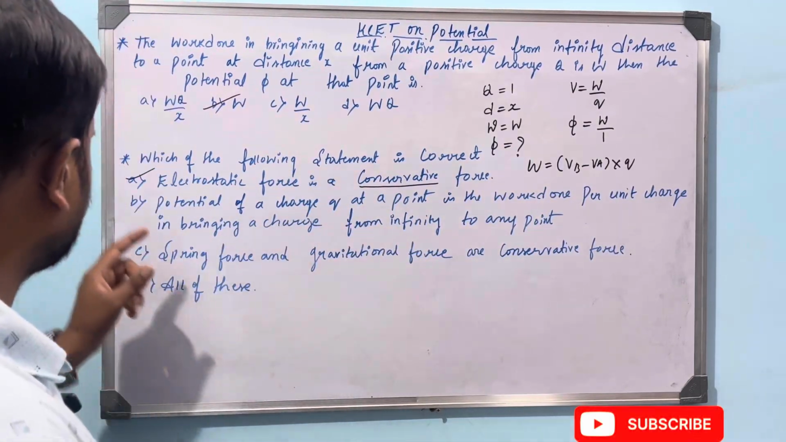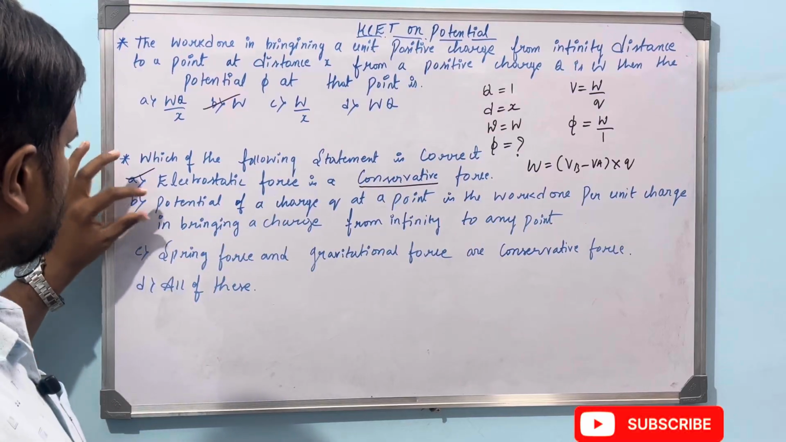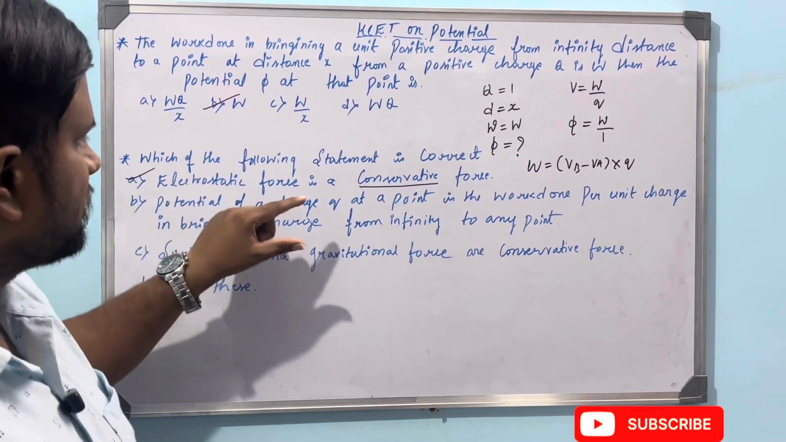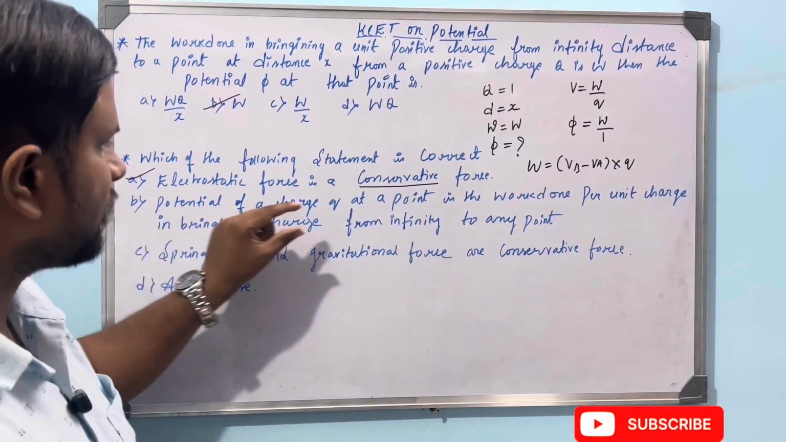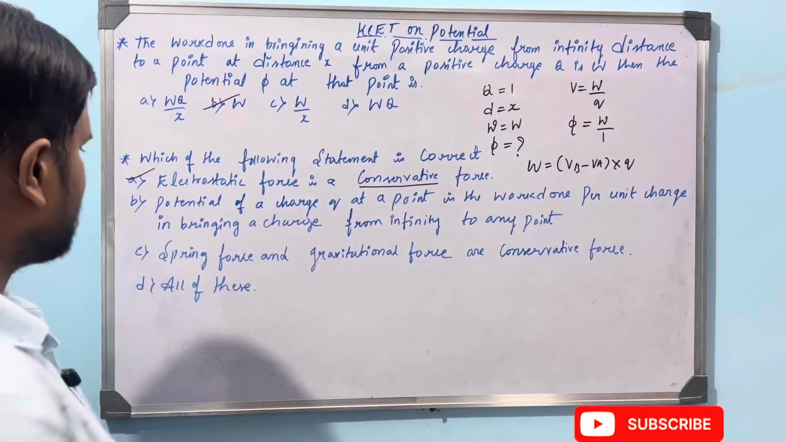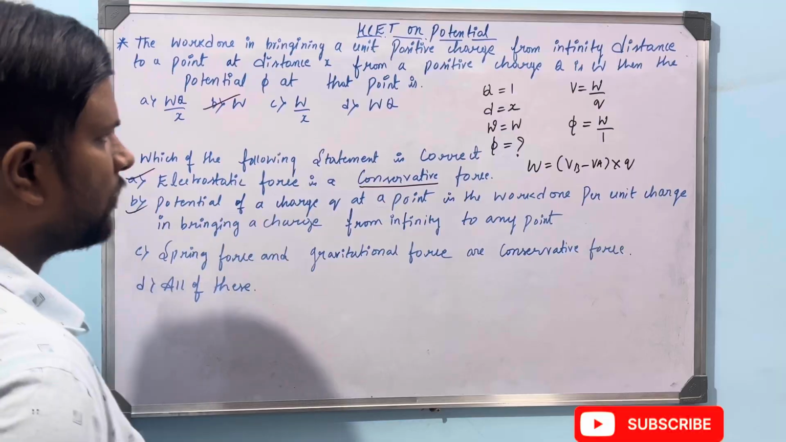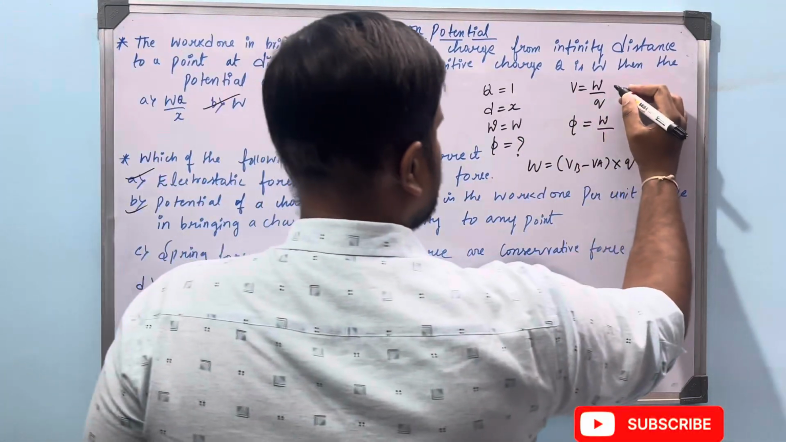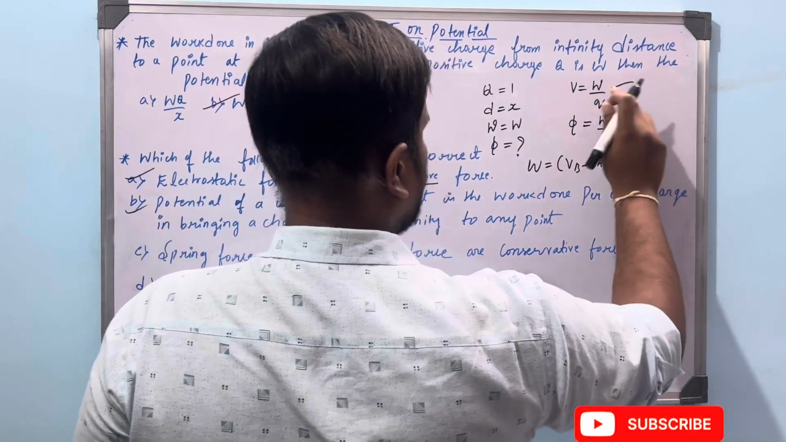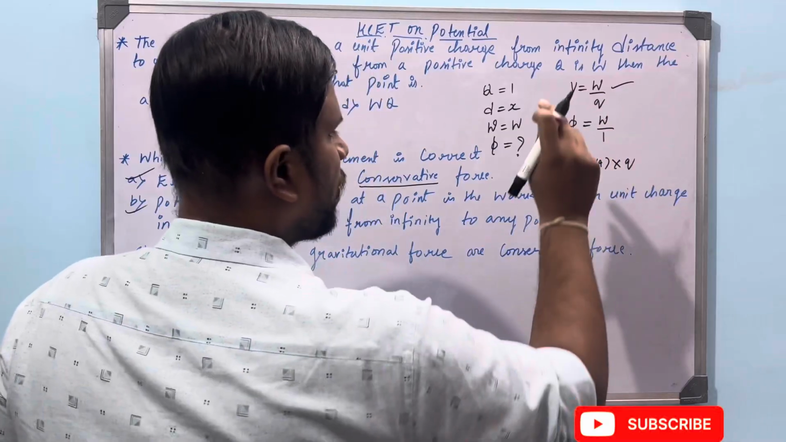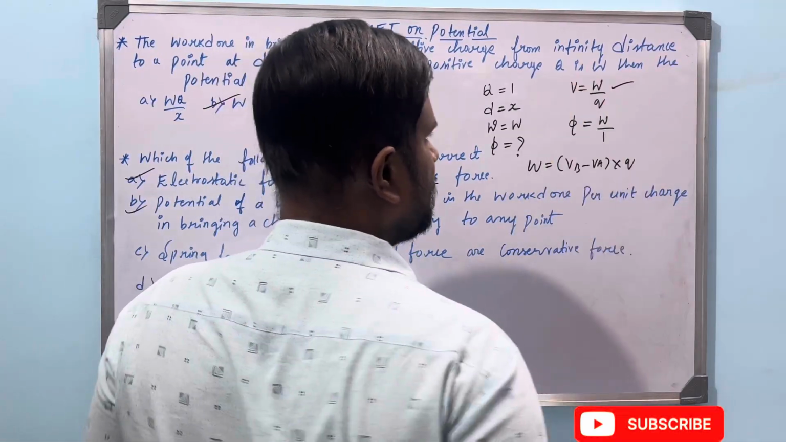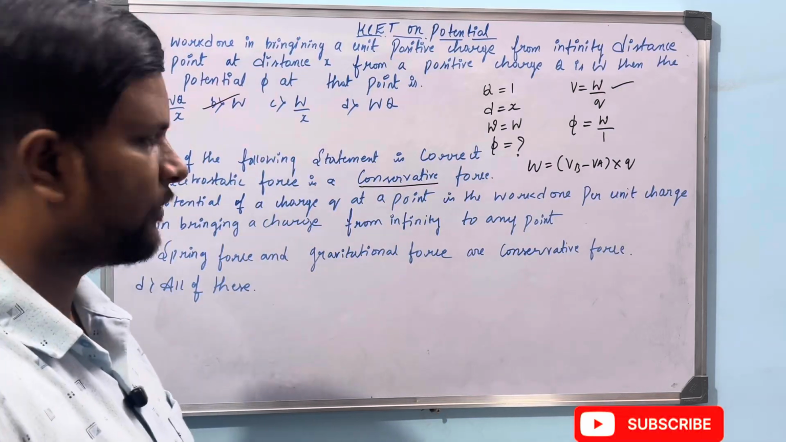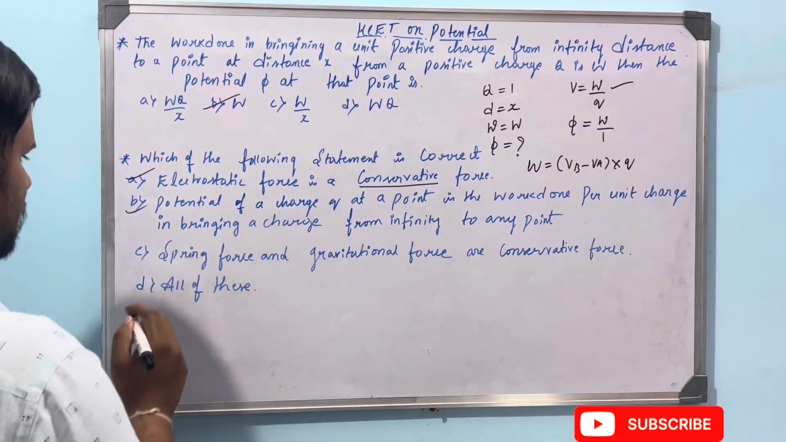So this is correct. Next, potential of a charge q at a point is the work done per unit charge in bringing a charge from infinity to any point. This is also correct. The mathematical formula is V is equal to W by q. Work done in bringing the charge from infinity to that point is called potential. So this is also correct.